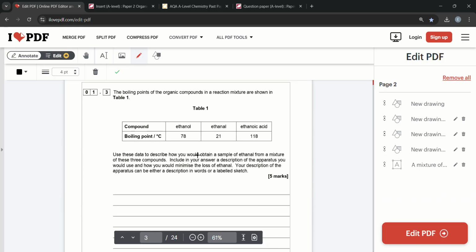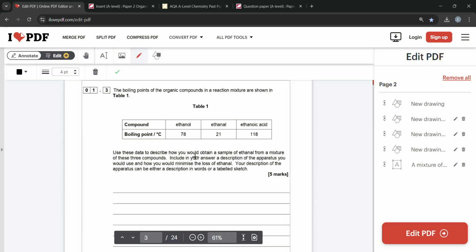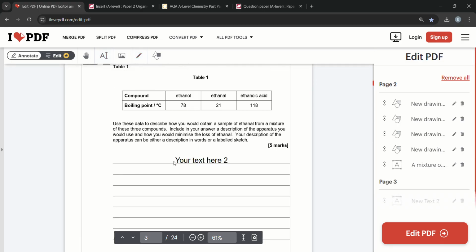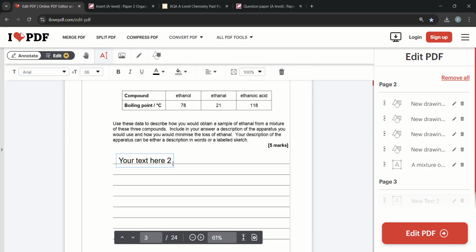Question 1.3. Use data to describe how you obtain a sample of ethanol from a mixture of these 3 compounds. We can see ethanol has the lowest boiling point.